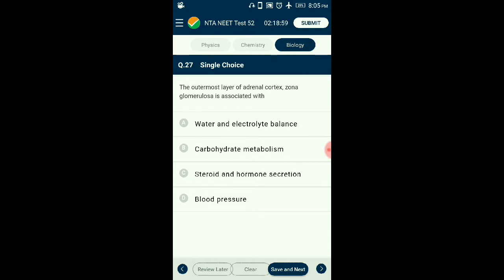Glucocorticoids, which play a role in carbohydrate metabolism, are secreted by the zona fasciculata. Aldosterone, a mineralocorticoid, plays a role in the regulation of water and electrolyte balance, and it is secreted by zona glomerulosa. So the answer for this question is option E, water and electrolyte balance.